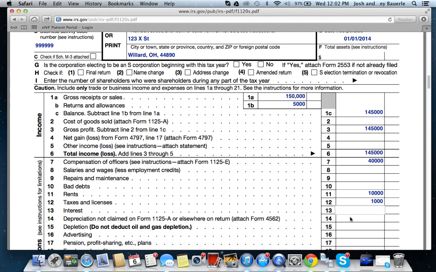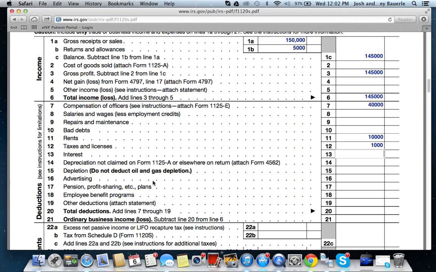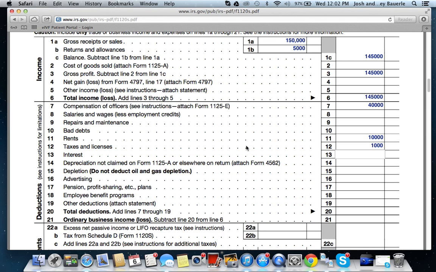Interest, if you had to pay any interest on any loans, that would go there. Line 14, depreciation not claimed in cost of goods sold. If you have assets that you're depreciating, you're probably going to report that on line 14 here. And again, this is something that gets a little tricky. If you have things you're depreciating, you probably should not be filling this out yourself. So we're going to ignore that one for now.